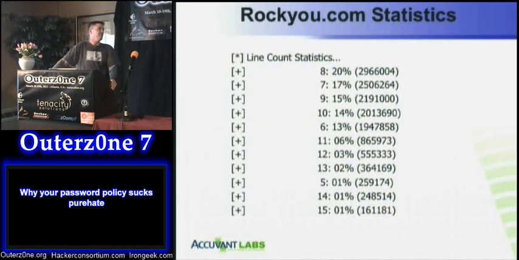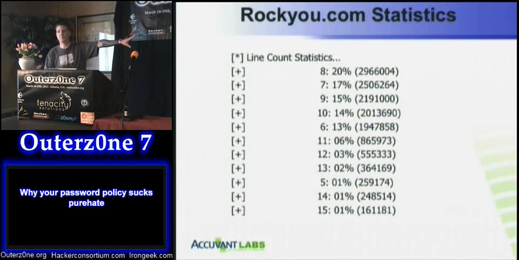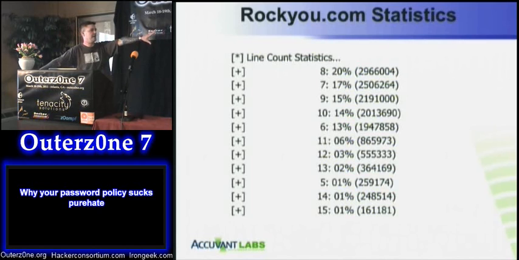So if we do some analysis, I'm not going to do all the leaks. I'm going to do RockYou, and then I combined all the rest of them. If we analyze the RockYou list, the first thing we want to look at is the line count statistics. This is how many characters the passwords were. It doesn't matter if they're upper, lower, special, or anything like that. We want to look at how many characters.